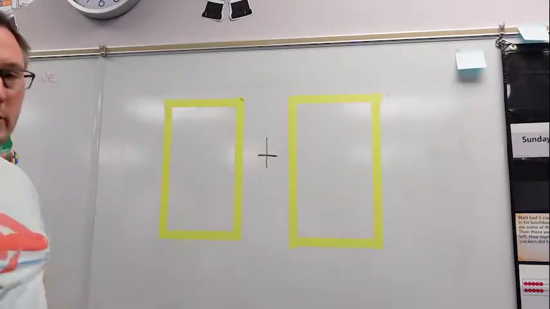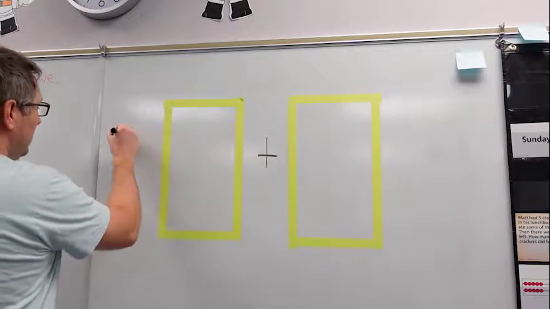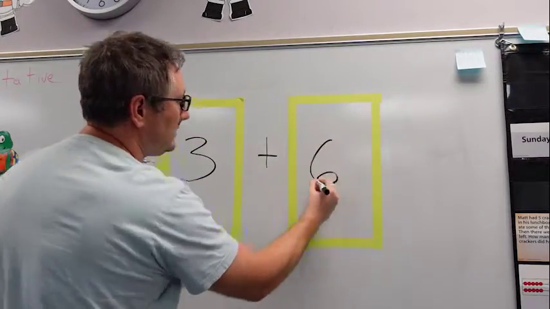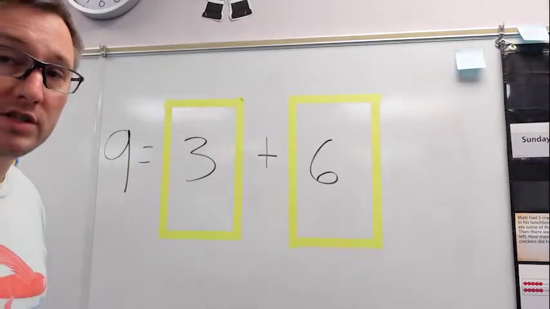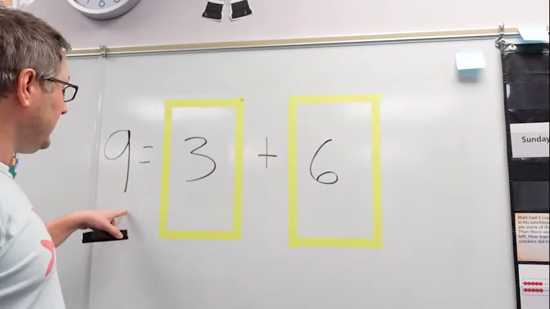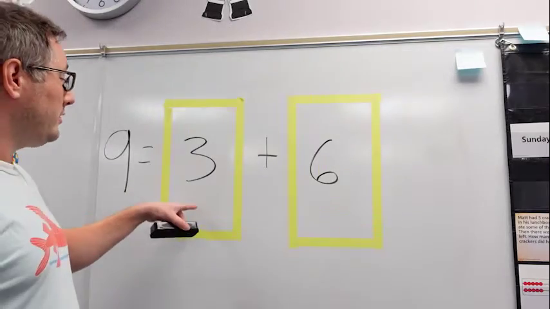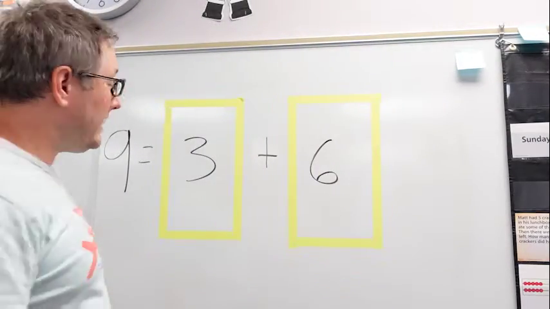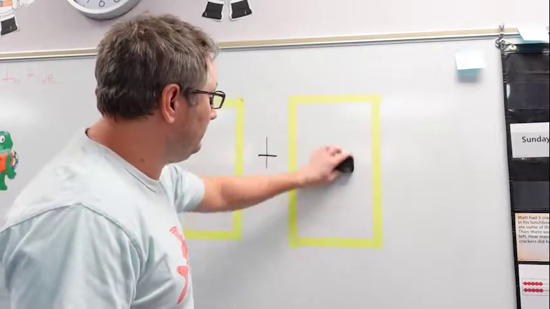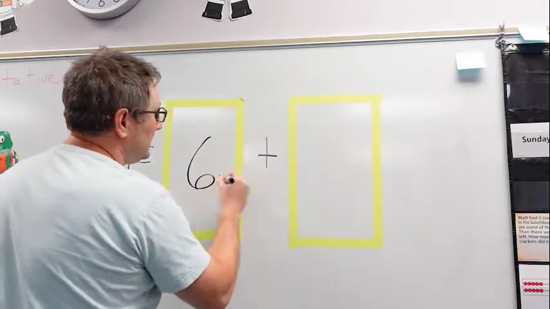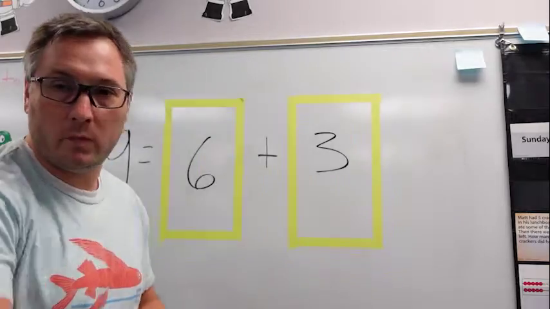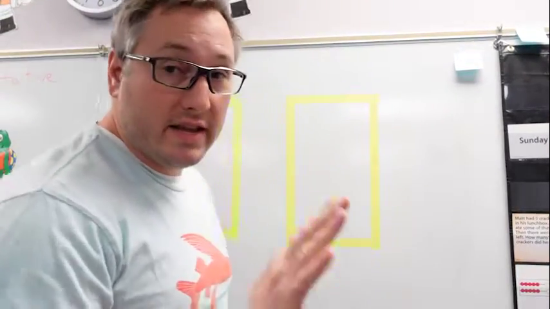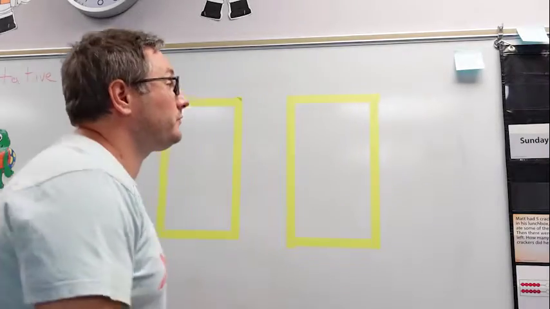But what if we do this? 9 is equal to 3 plus 6. It still works the same way. 9 is still equal to 3 plus 6 because 3 plus 6 equals 9. And it goes the other way around too. 6 plus 3. Now here's the deal. We're going to get some hard problems.